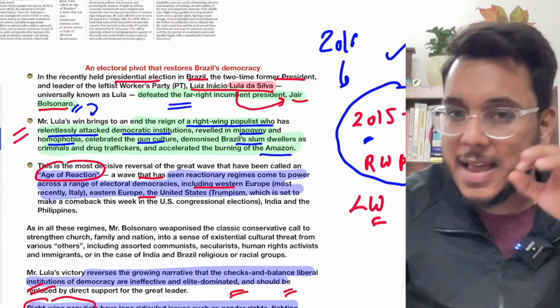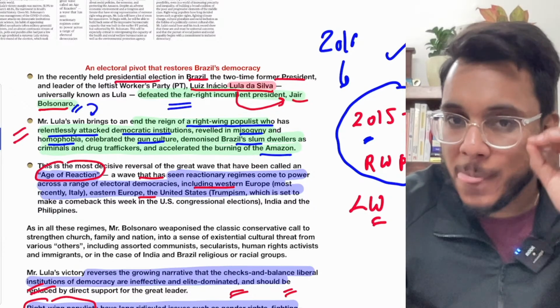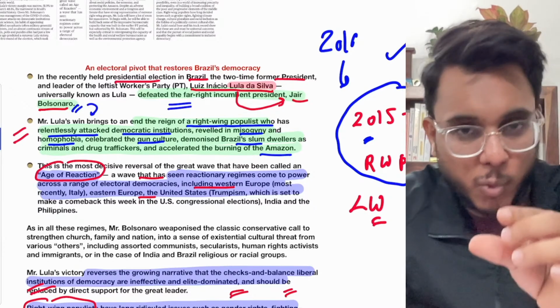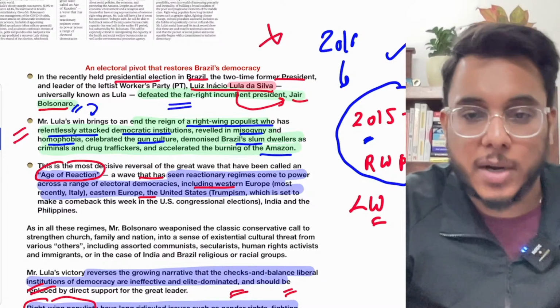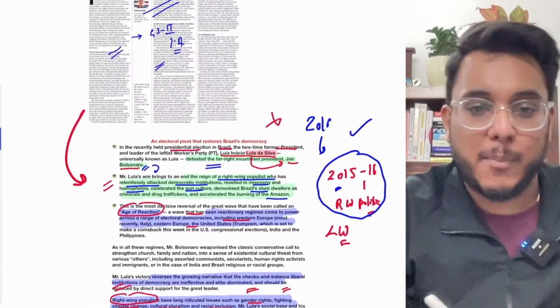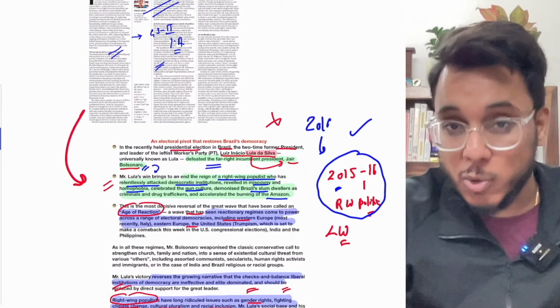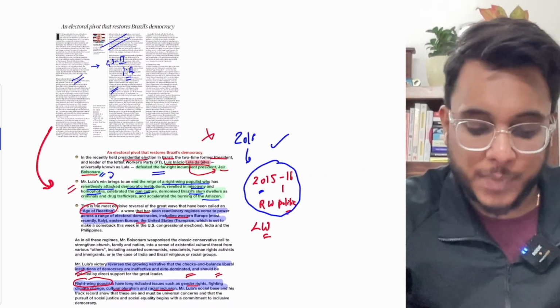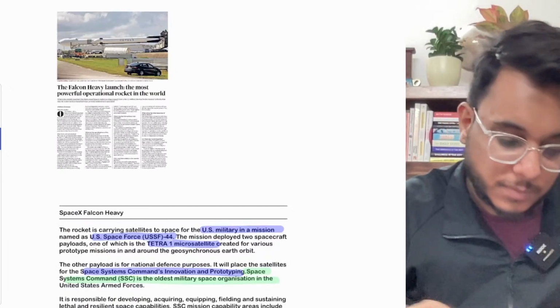So you see, I have not discussed how many votes each political party got. No, that is not at all important. The symbolism of this particular message, the core message, is important, and such things can be used with respect to GS paper number 2. Now moving to the next article.